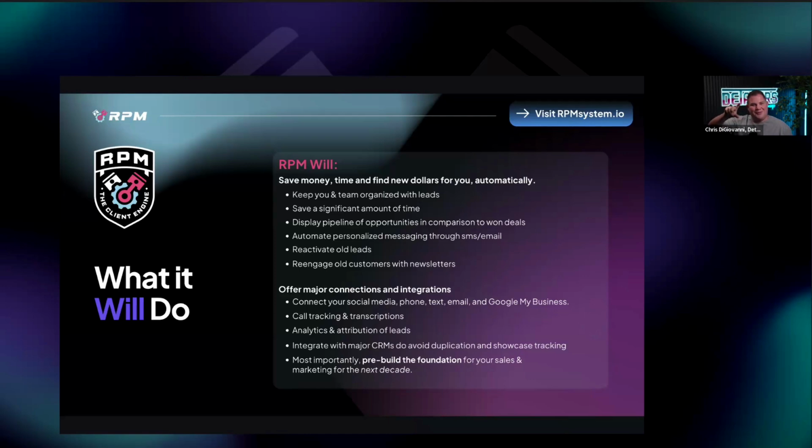Even when you're in a website build with us or SEO, all that process and that tracking of here you are, we built all that day one, and we did the exact same thing with RPM. Most importantly, RPM is pre-built, not just software, but it's all built out for you for your sales and your marketing for the next decade.